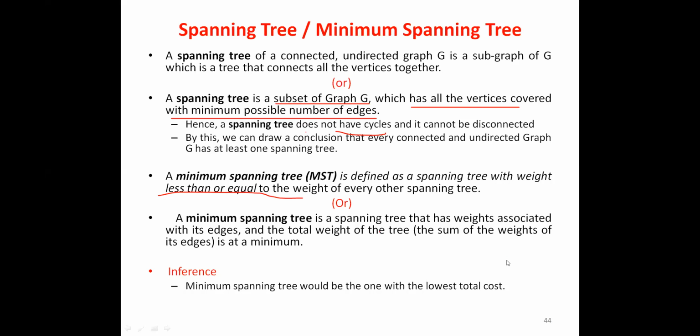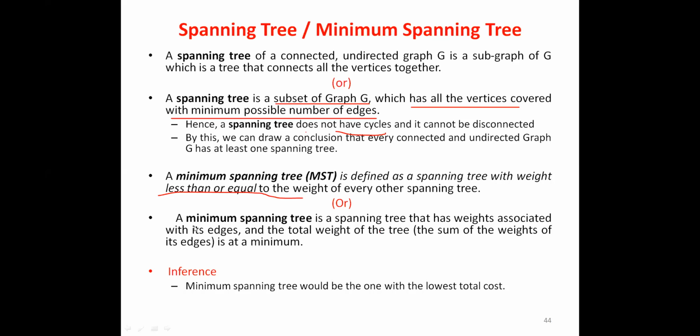So we said that different spanning trees can be formed from the given graph. Among all of these, when you take all the spanning trees, there will be one spanning tree with the lowest weight when compared to the other spanning trees. This is if it is a weighted graph. We are speaking about the weighted graph. So the minimum spanning tree is from a connected, undirected, and weighted graph.